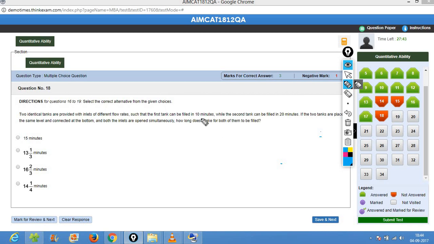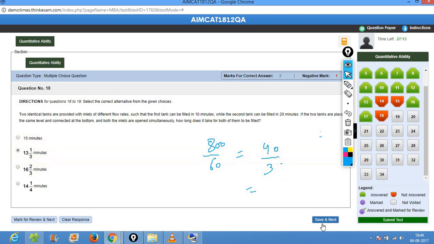Am I doing something wrong? Two identical tanks. No, I think so, 800 upon 60. So this is 40 upon 3. That is 13 by 3 minutes. Why did I spend this much time?